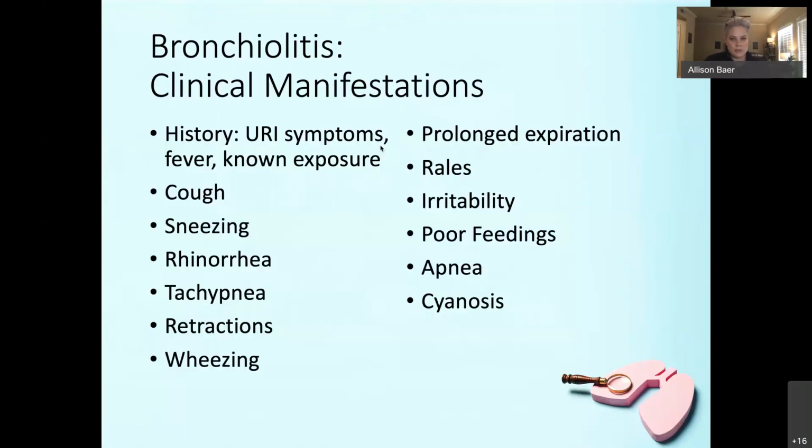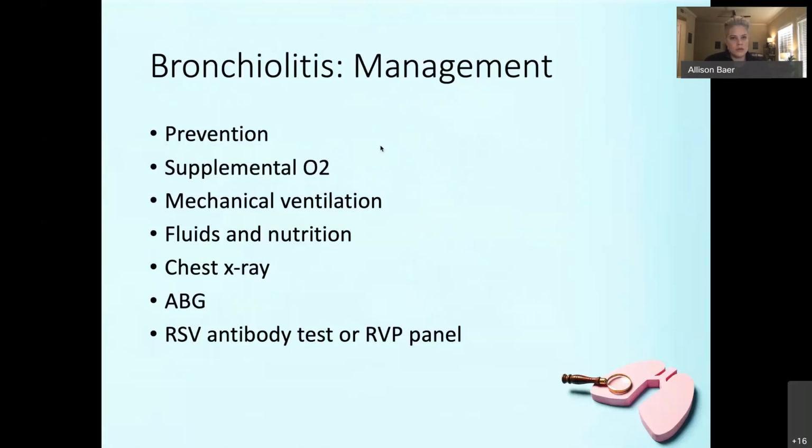Tachypnea, retractions, they're going to be working pretty hard to breathe and probably pretty irritable. So for management, prevention is the first thing, but once it's already going, they're probably going to need a little bit of O2. The ones we see in the hospital, at least, are going to need some O2. They might need some high flow, some kind of positive pressure, CPAP if it gets bad enough.